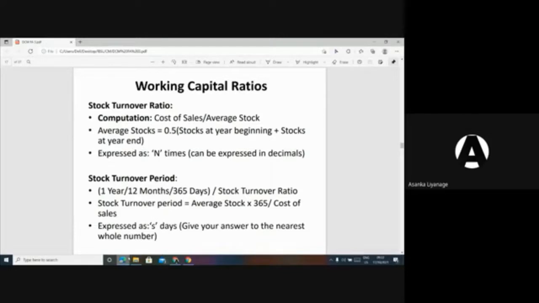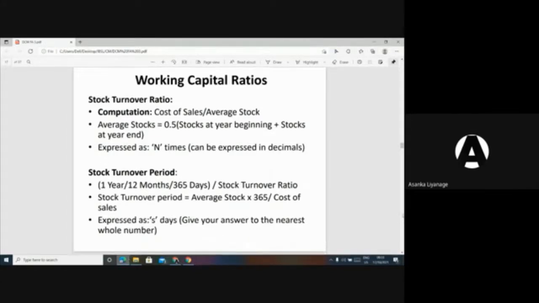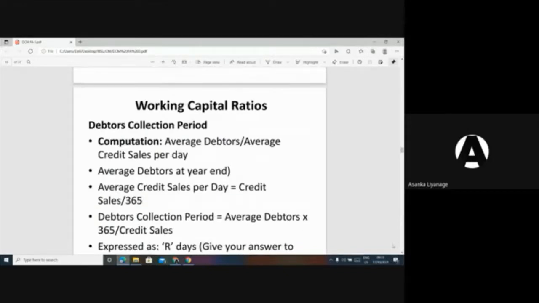Therefore, if you don't find cost of sales, you can use purchases in this scenario. If you have cost of sales, use that cost of sales. If you cannot find the cost of sales, you can use purchases when you are to calculate this ratio. Therefore, the conclusion is lower the number of days, better it is. Lower the number of days, better it is. We'll move on to the next category of working capital ratio, that is debtors.